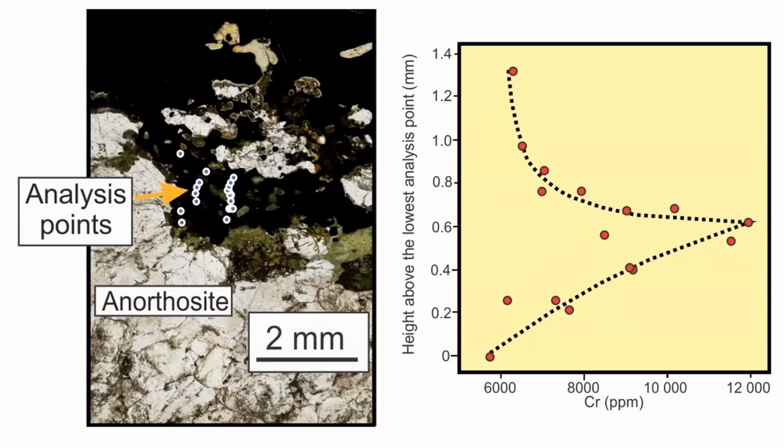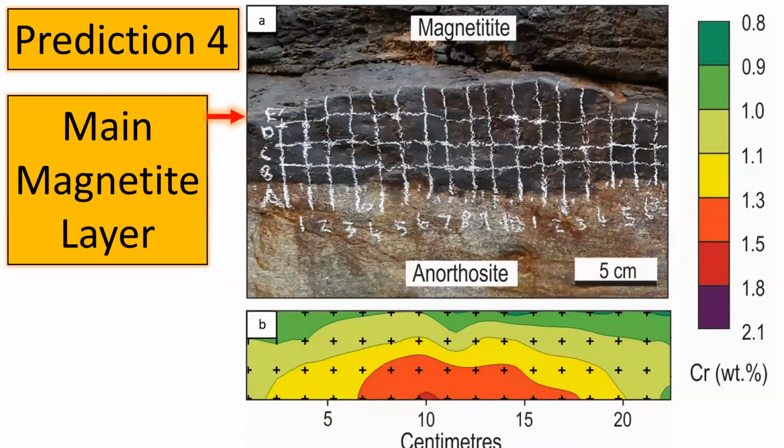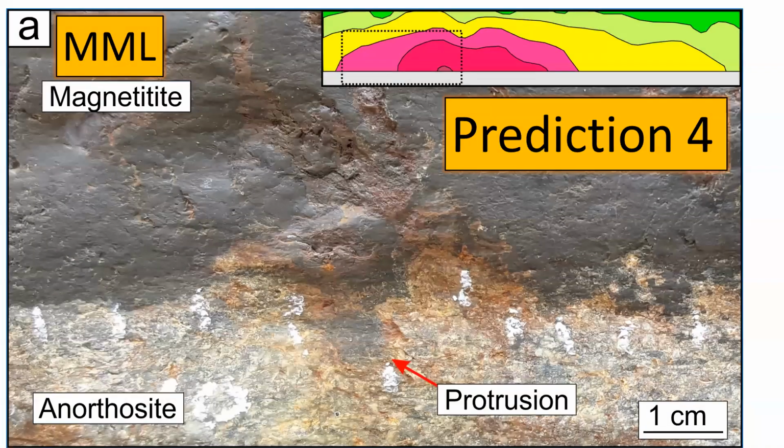Okay, now one argument you can maybe make against this is, what if the flow of these intercumulus melts is channelized and they simply miss these protrusions? So what I want to show you next is one of these chromium-rich domes that we've mapped out in a lot of detail. If you look at that little portion over there, you can actually see a little protrusion sitting underneath this chromium-rich dome.